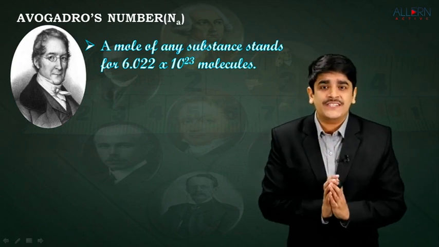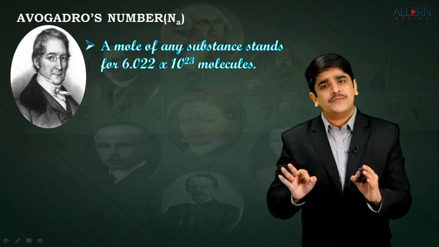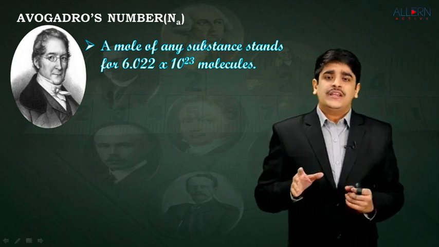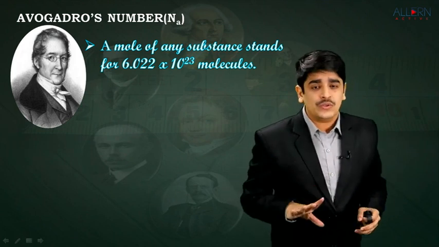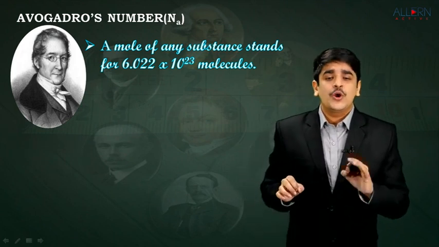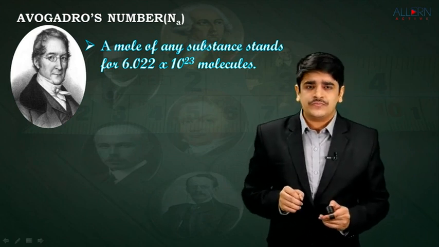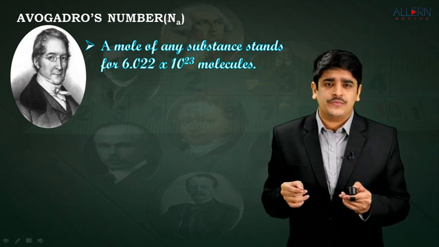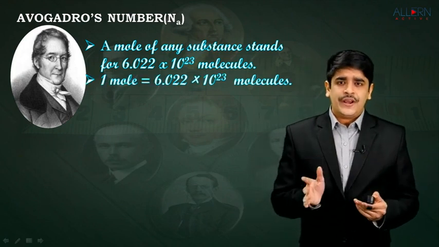Finally, one must understand Avogadro's number. A mole of any substance, whatever substance is there, will always contain 6.022 into 10 raised to 23 molecules. I repeat, 1 mole of any substance will contain 6.022 into 10 raised to 23 molecules. Let's try to make sense of this information. 1 mole is so many molecules. That's something we know, right?